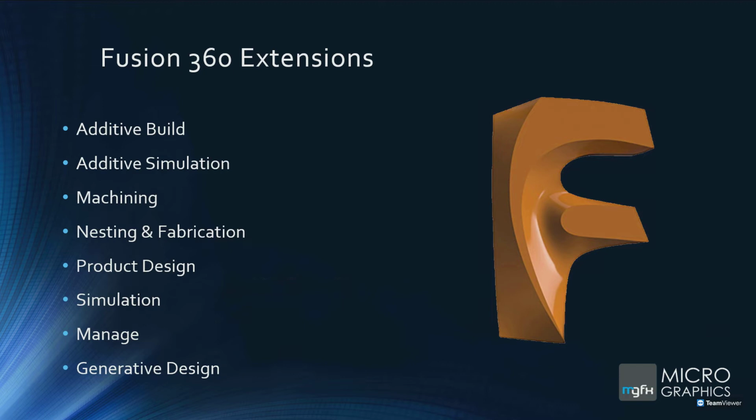If you do a lot of flat components and you cut your own components in-house, laser cut or water jet cut from sheet, then nesting and fabrication would be the one to look out for. If you're just a product designer and you want more options when designing products, and more specifically plastic products, the product design extension will be the one to look at. Simulation: if you find that you're doing a lot of simulation, you have the inbuilt simulation that's in Fusion 360.